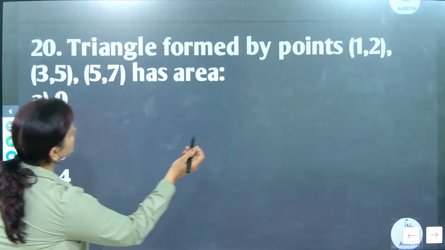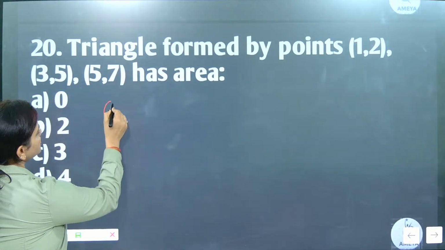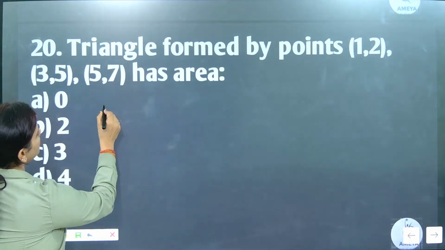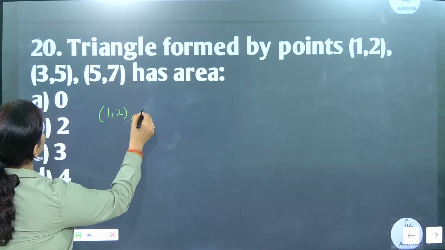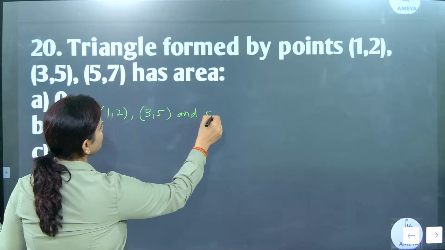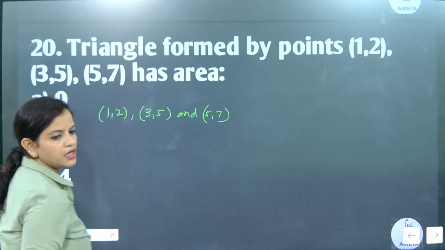So first, what are the three vertices given? The three vertices are (1, 2), next is (3, 5) and (5, 7). So these are the three vertices.